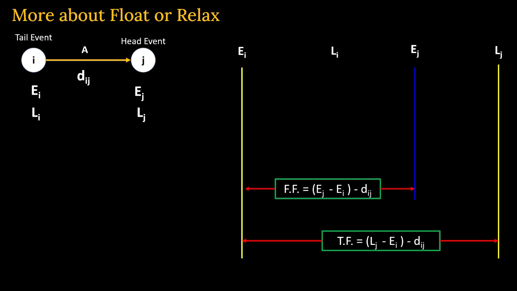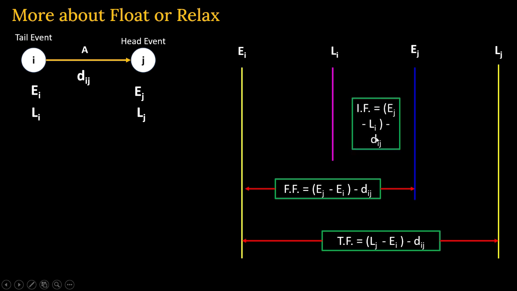Clear? To remember that, you can visualize the formula now. You don't have to mug up. And then independent float: earliest finish time minus latest start time minus the duration. That is your independent float. And we have told you that in case of critical activity, all these three will be 0.